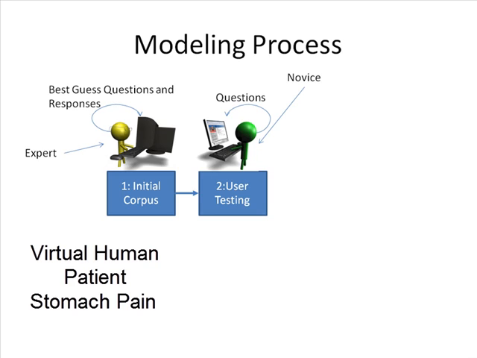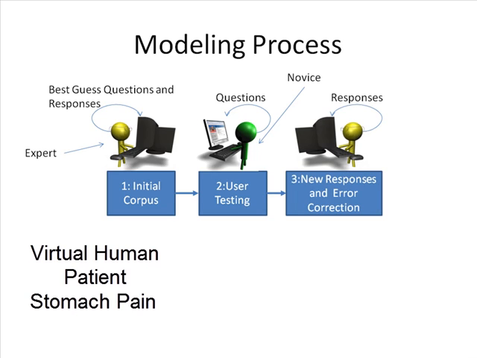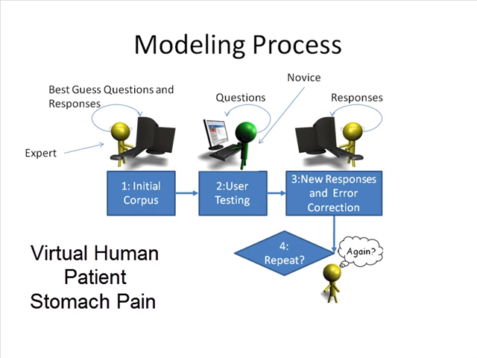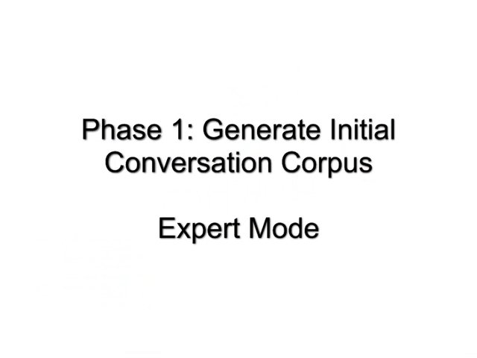Next, we'll play the role of the novice and try interviewing that patient. The character won't be able to respond to everything we ask her. To fix this, we'll add new responses and attach new stimuli to existing responses. Last, we looked if this testing process should be repeated. Now, let's create that initial corpus.